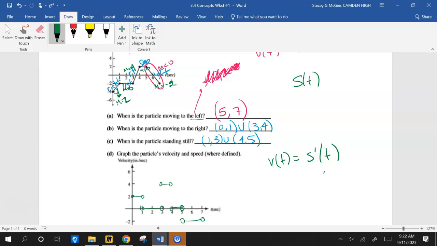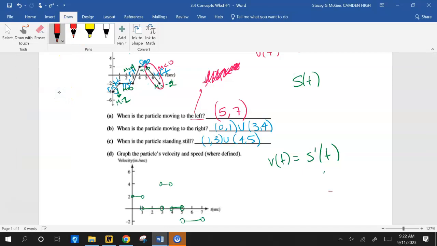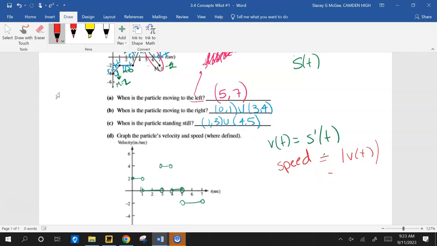Make sense? I'm not done because it also asked me to graph speed. What relationship does speed have? It's the absolute value of velocity. There's only one place where that matters. This last one is going to become positive. That's going to be the only difference for speed.